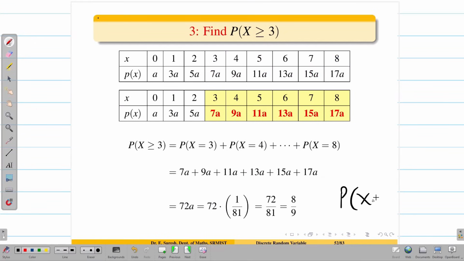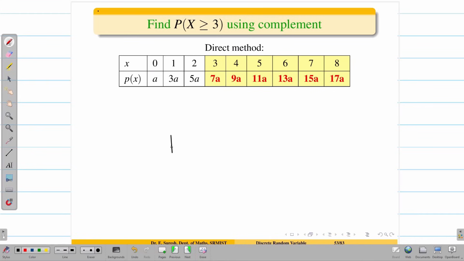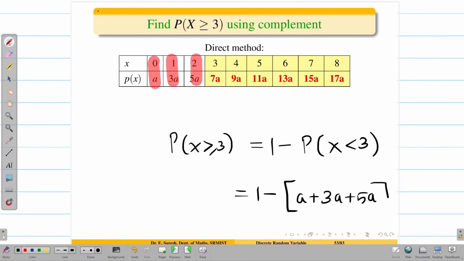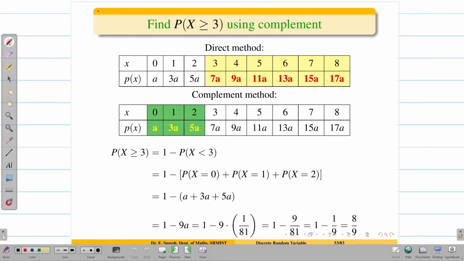Now, this P of X greater than or equal to 3 can be solved by the complement method also. We know that probability of X greater than or equal to 3 is equal to 1 minus probability of X less than 3. If it is less than 3, then it is nothing but probability of X equal to 0, 1 and 2. So I can write this as 1 minus probability of 0 is A, probability of 1 is 3A, probability of 2 is 5A. So we have 1 minus 9A, that is 1 minus 9 by 81. We get 72 by 81. You can see the typed version. So whichever is easy for you, you can adopt and solve in that method.